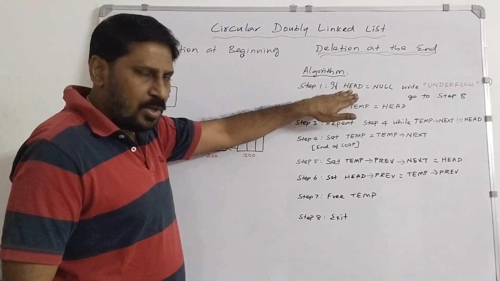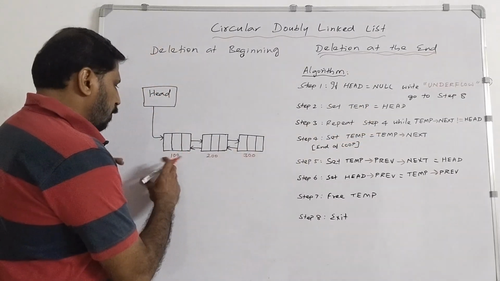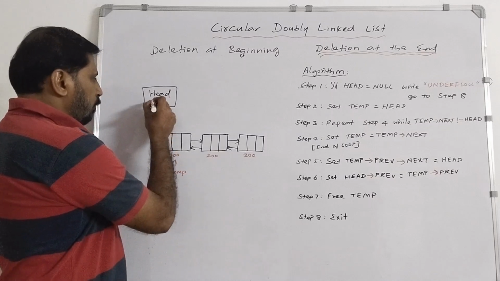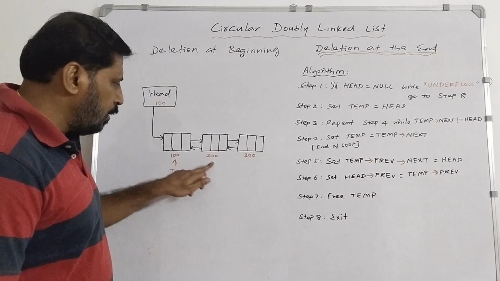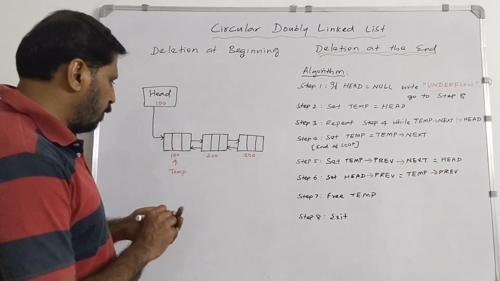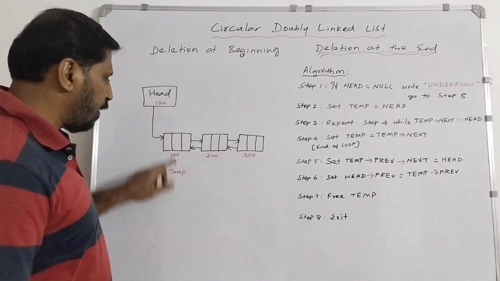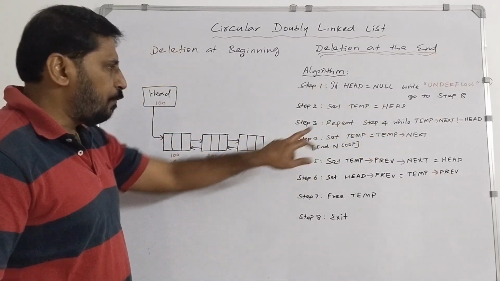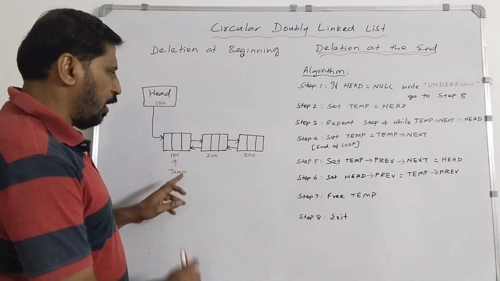Otherwise, if the condition is not true, then the control comes here: temp equal to head. So this is temp. Head points to the first node. First node address is 100, second node address is 200, third node address is 300. So this 100 is maintained in the head. I am taking the address and mentioning that it is temp. Then repeat step 4 while temp next is not equal to head.